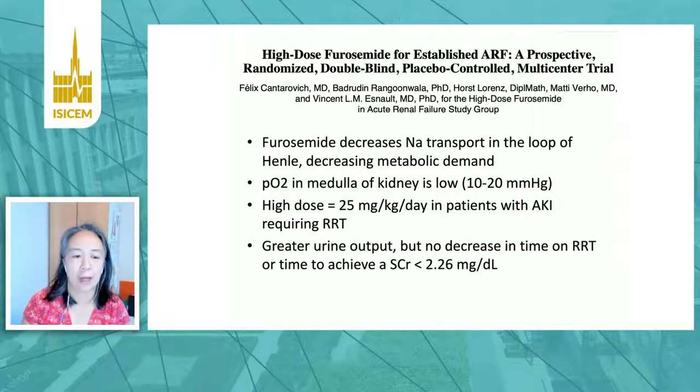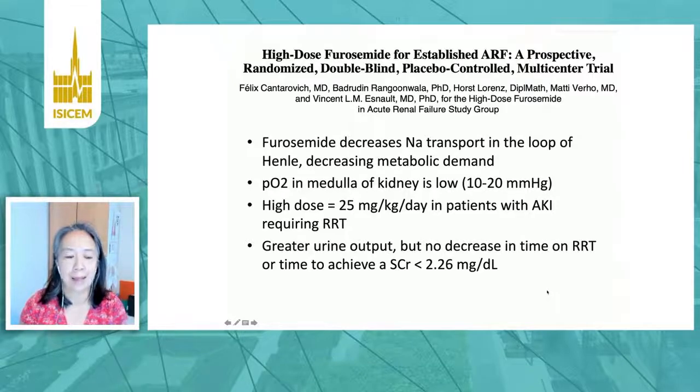In this clinical trial, patients were treated with relatively high doses of furosemide, 25 milligrams per kilo per day, in patients with AKI requiring renal replacement therapy. And although these patients achieved greater urine output, there was no decrease in the time on renal replacement therapy or the time to achieve a threshold creatinine off of renal replacement therapy. That said, this was a safe intervention in these patients and was not shown to have significant complications.